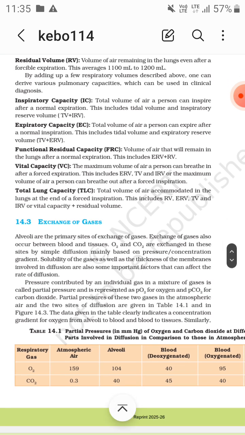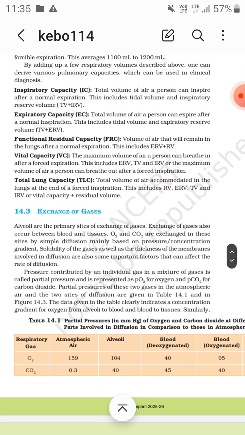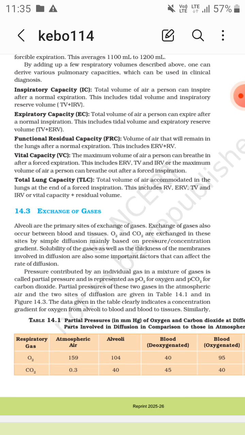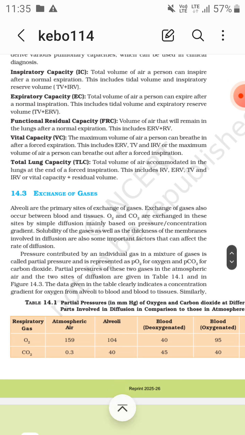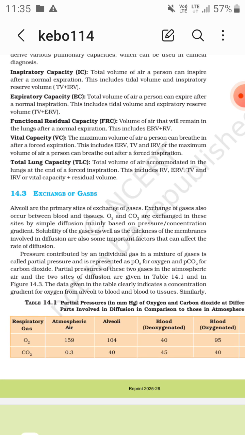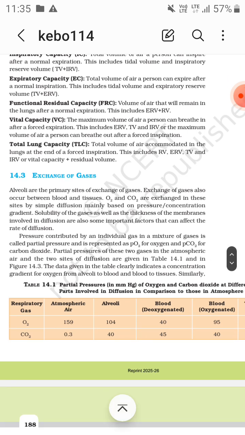Right? The vital capacity is the maximum volume of air a person can breathe out after a forced inspiration. You inspire maximally and breathe out maximally.